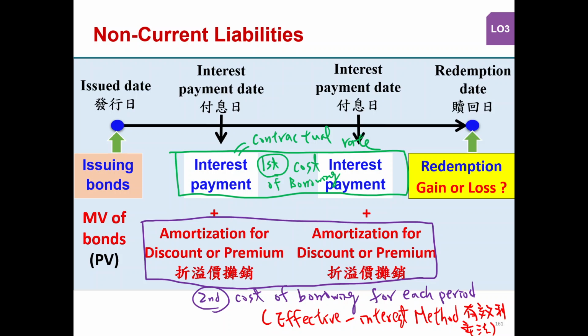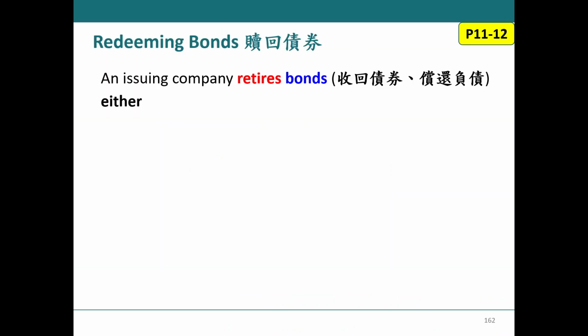On the last day, when we redeem, buy back our bonds, pay the debt to the investors, what should we do? Okay? No problem? Okay. So let's see how to do for the last issue. On your slide 162. So when your company retires bonds, retired, 退休.